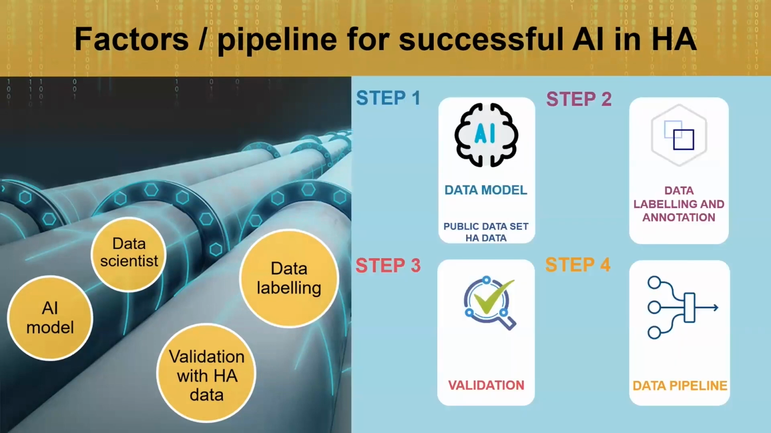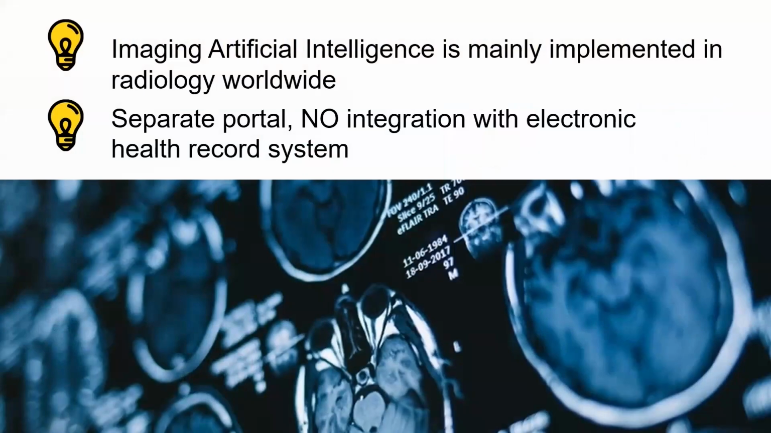For the steps of building our data pipeline, we need our data scientists, and we make use of some public data sets as well as Hospital Authority data to build our model. Then we have data labeling and annotation. After the model is built, we further validate it with extra data, and then we put it into our data pipeline.